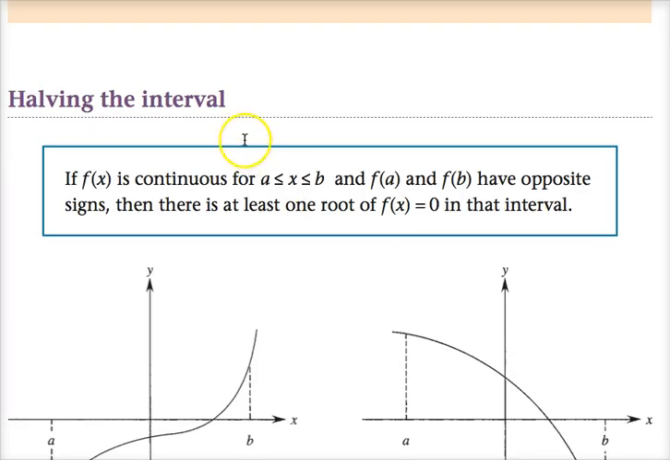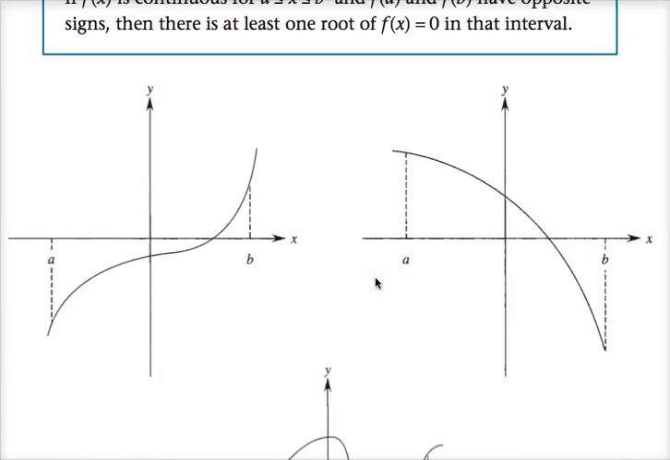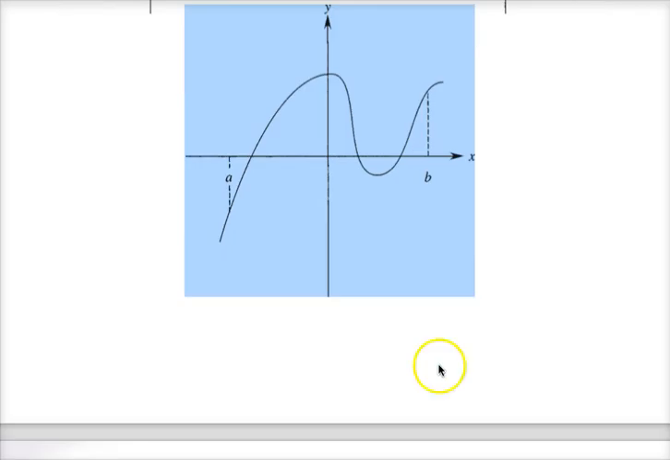Which is why we say if function of x is continuous and function of a and b have opposite signs, there is at least one root. Do you understand why they're saying at least one? Well, in these two cases, there's only one root. The graph only cuts the x-axis once between a and b. But in this case down here, there are 1, 2, 3 roots between a and b.